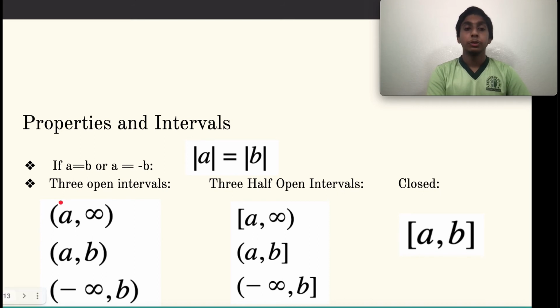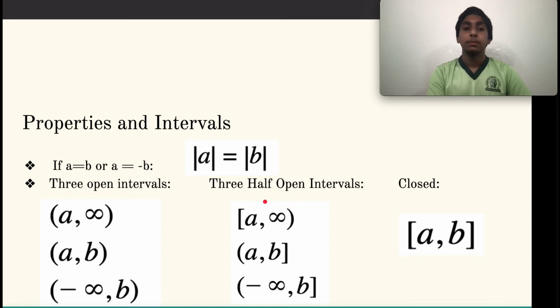Open intervals, usually they're going to have these normal brackets, parentheses. And what this means is from A to infinity, this is an open interval. From A to B, this is another open interval. Finally, from negative infinity to B, this is an open interval. Now we have 3 half-open intervals. Half-open intervals are going to have a square bracket and a parentheses.